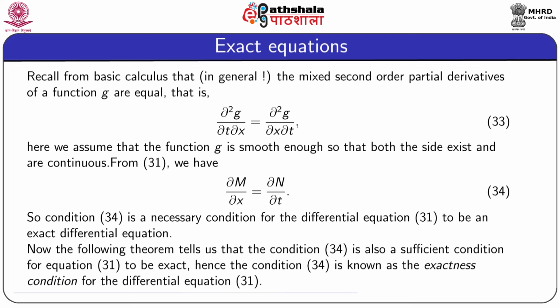So, condition 34 is the necessary condition for the differential equation 31 to be an exact differential equation. The following result is put in the form of a theorem which tells us that condition 34 is also a sufficient condition for equation 31 to be exact, and hence condition 34 is known as the exactness condition for the differential equation 31.